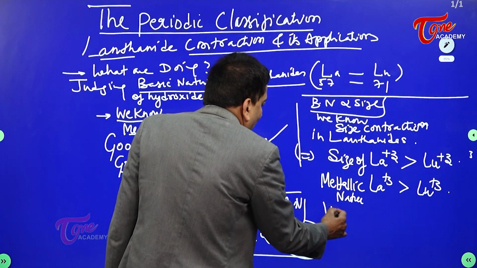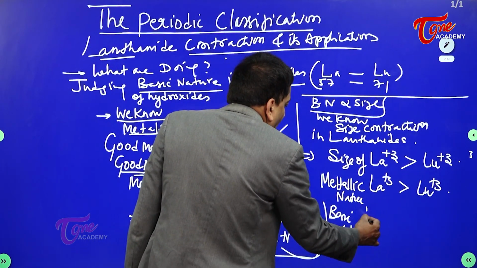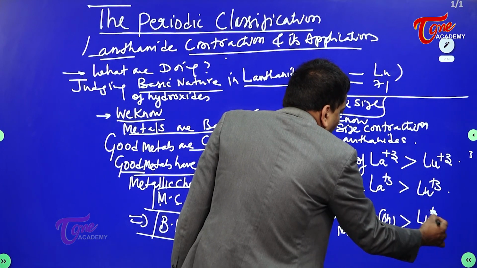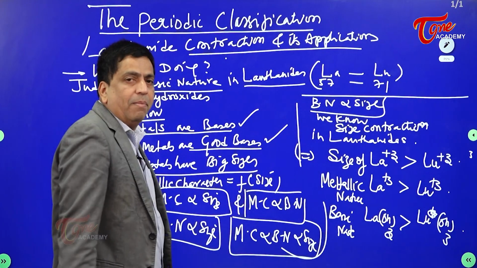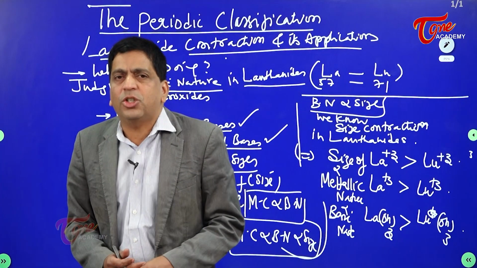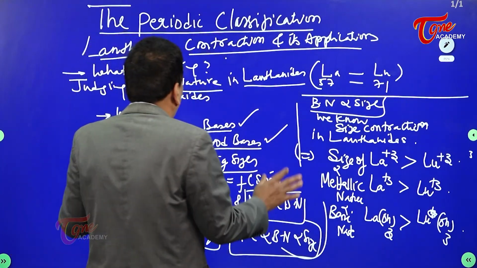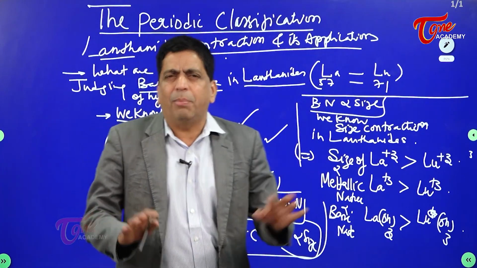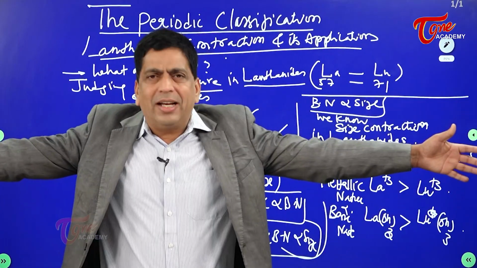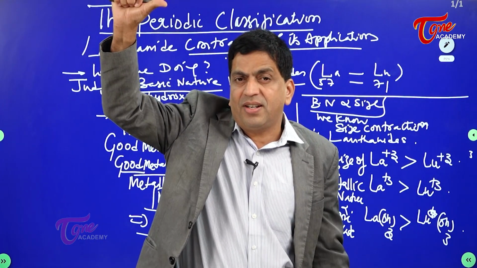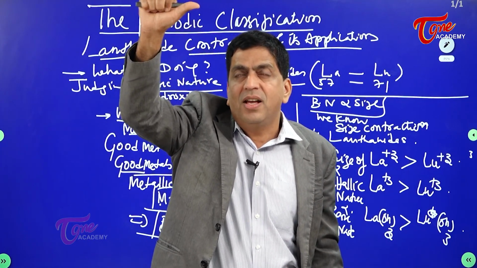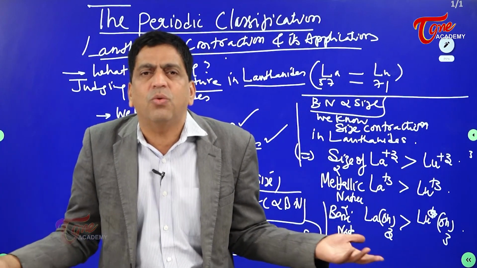And if you wanted to go for basic nature, then I would like to say lanthanum trihydroxide is a better base compared to what? Lutetium trihydroxide. You must understand, because the size is directly proportional to this. Simply speaking, forget about all this. Look into the sizes. Whatever the trends are in the periodic table, that is even applicable for lanthanides. Biggest sizes are placed to the extreme left. More size, more metallic nature. So good metals are placed to the extreme left. More metallic nature, more is the basic nature. That's what I'm trying to tell.